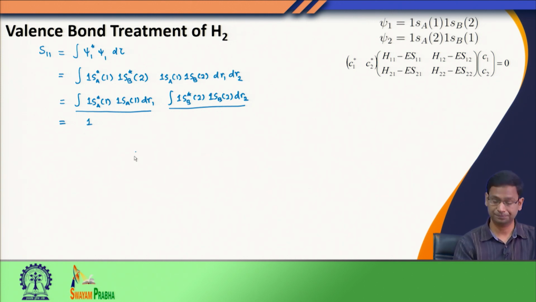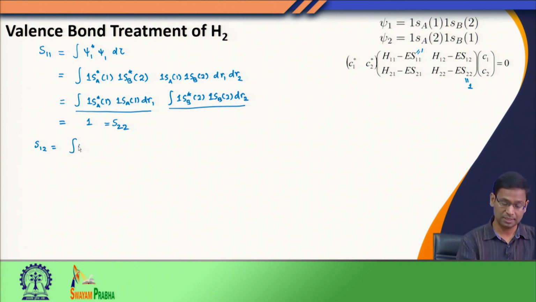What about this term? Again, 1s B is the eigenfunction corresponding to the hydrogen atom B, so it is also individually normalized, and this overlap is also 1. Therefore, I get my S11 as simply 1. This term comes out to be 1, and similarly you should try to show that S22 would also come out as 1. Now, let us look at the overlap integral S12.